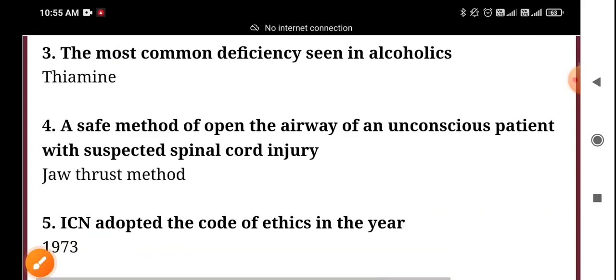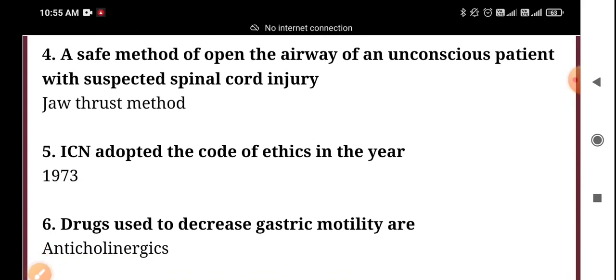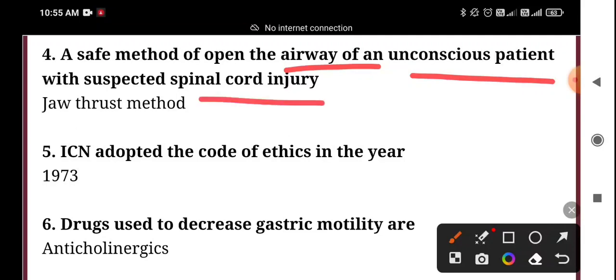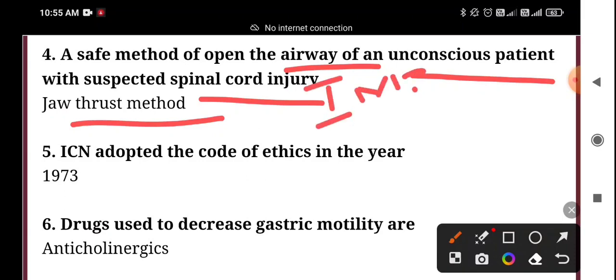So coming to the next question. A safe method of opening the airway of an unconscious patient with suspected spinal cord injury. It's called the jaw thrust method. So this is a very important question. The jaw thrust method is used to open the airway of an unconscious patient with a suspected spinal cord injury.